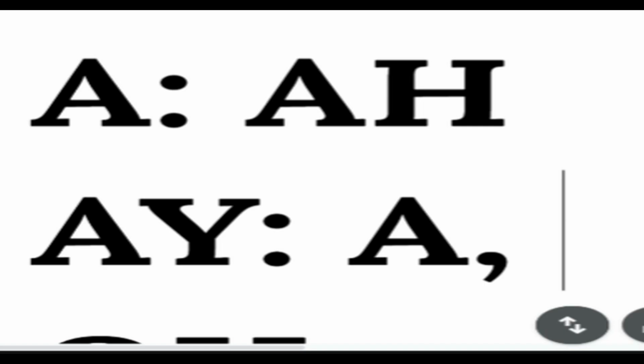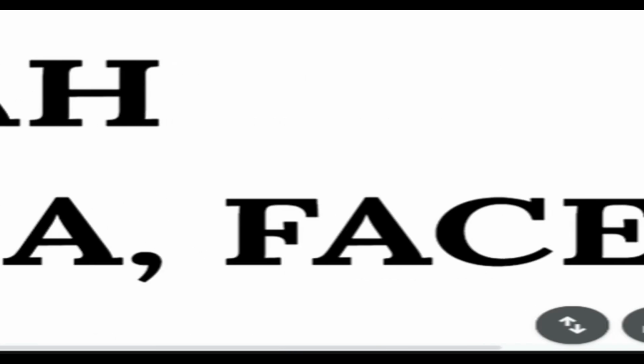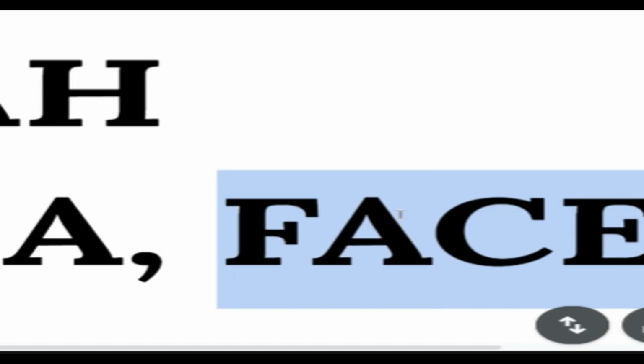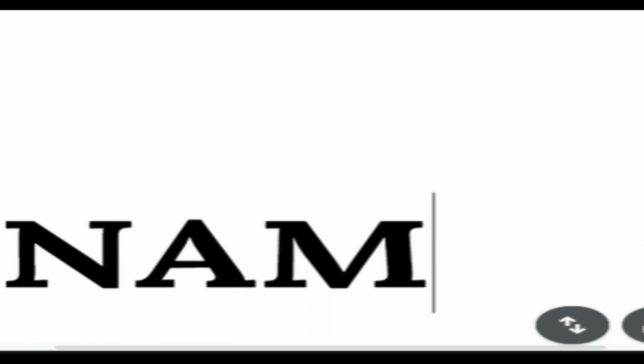Where else does the vowel A sound A? When we have a consonant and a vowel after. Face. Consonant, C, vowel, E. Every time we have this situation in a word, our vowel will sound A. Another example in English. Name. M, E. Consonant, vowel. The A sounds A.